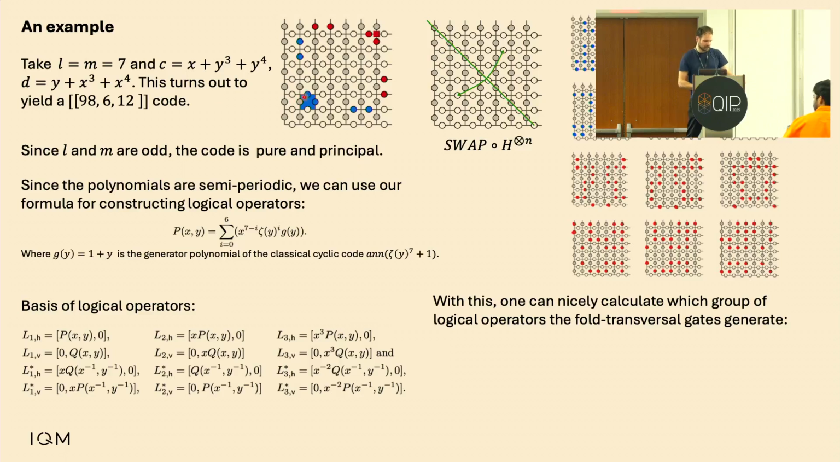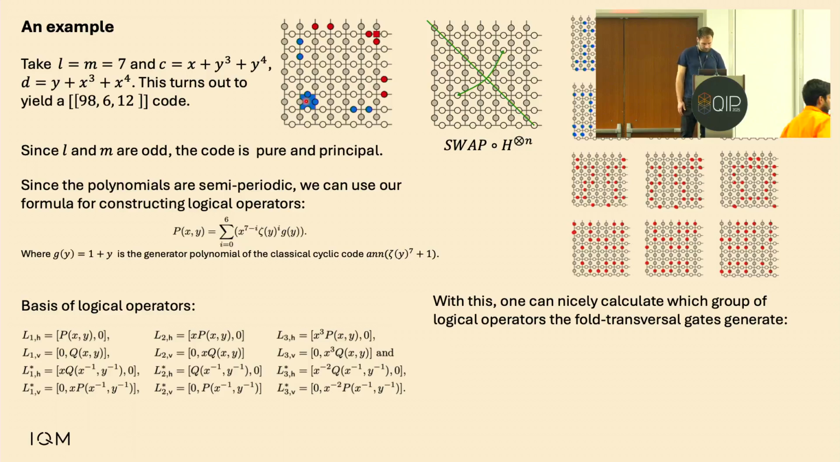For example, in this blue plaquette, there would be a monomial. Then you need to multiply it with C to get the support on the horizontal qubits, and with D to get the support on the vertical qubits. Does that make sense? Yes. So that's why there are 3 terms on horizontal qubits and 3 terms on vertical qubits, because C and D have exactly 3 terms. Okay. And so in the top right, you have 6 logical operators.